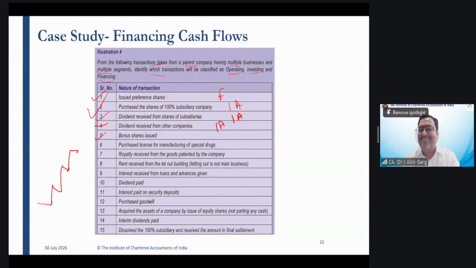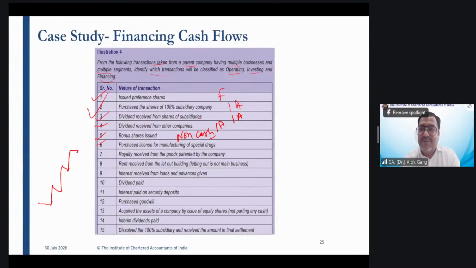Bonus share issued. Non-cash. When you are issuing your bonus shares, your number of shares will go up, but your share capital will remain intact. No change. It is a non-cash item. Okay. Ravinder is saying just making fool of shareholders. Purchased license for manufacturing of special drugs.